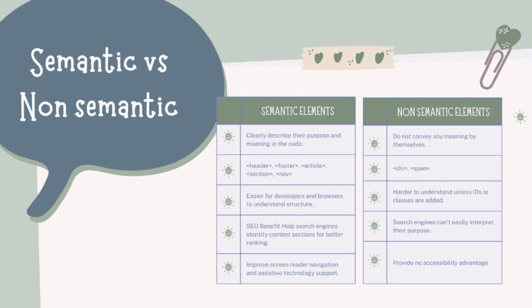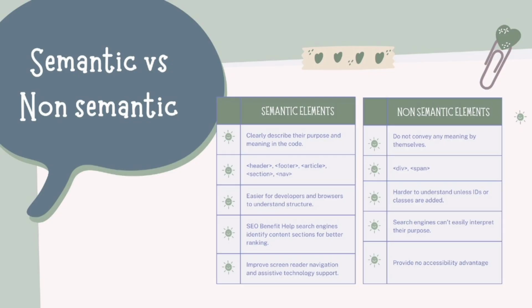It's harder to understand their purpose unless you rely entirely on custom IDs or classes, like an ID in a navigation. But that's just a developer convention, not a built-in meaning. Consequently, search engines can't easily interpret their purpose, and they provide no accessibility advantage. Now, the semantic element side.